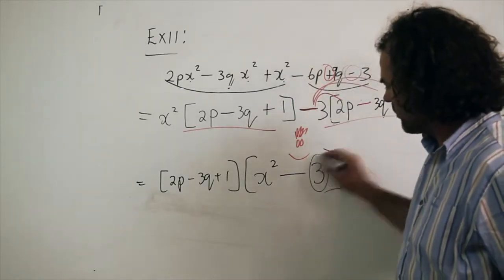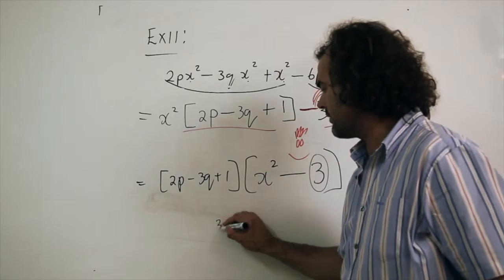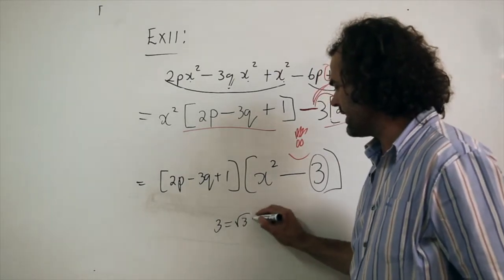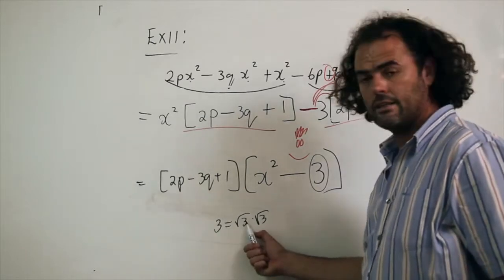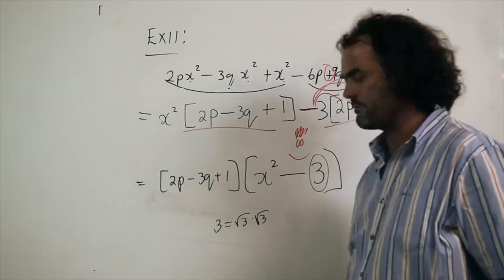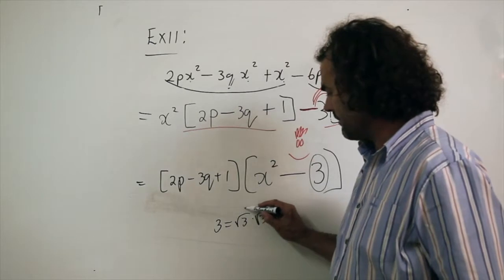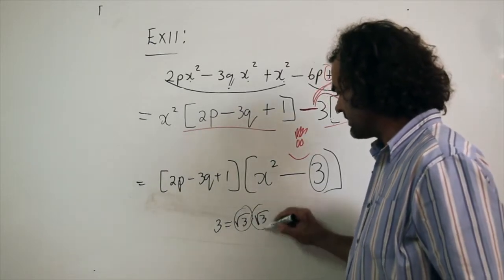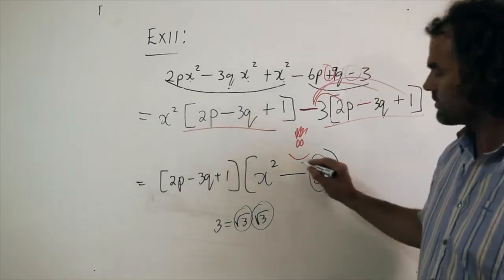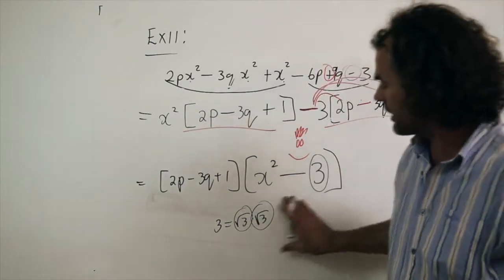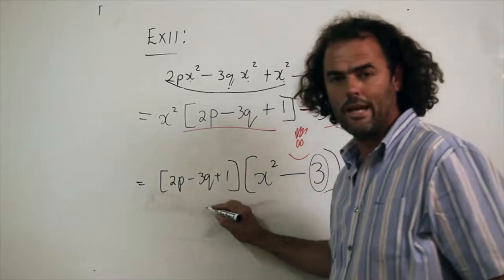Now, just for interest's sake, this is a rational or male number, so if I go 3 is equal to root 3 times root 3. This is irrational, right? Irrational times an irrational number gives me a rational number. Or I call them female numbers. So you've got the female times the female gives you a male. So I can actually, there's a trick called the difference between two squares.